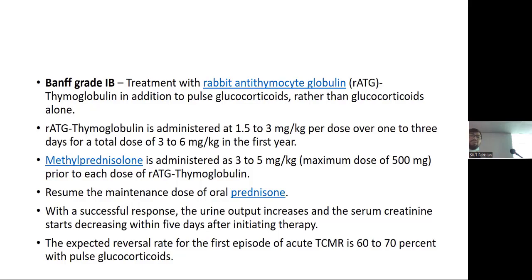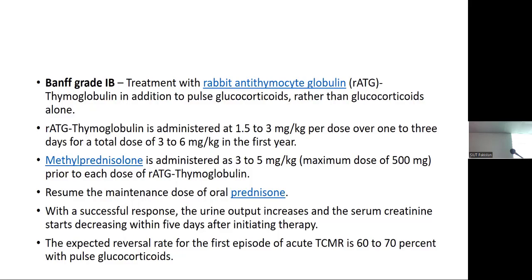The rationale to use anti-thymocyte globulin in grade 1B is that there is evidence of severe tubulitis, and this severe tubulitis is associated with worse graft outcome as compared to milder forms of tubulitis. So, a more aggressive form of treatment is given once the patient has grade 2 and above severity. And the dose of thymoglobulin ATG is 1.5 to 3 mg per kg per dose, for 1 to 3 doses, for a total dose of 3 to 6 mg per kg in the first year.